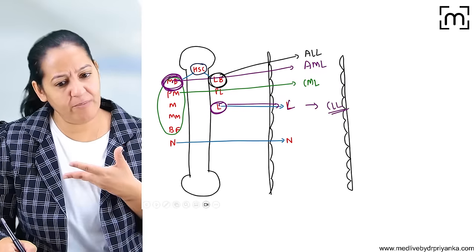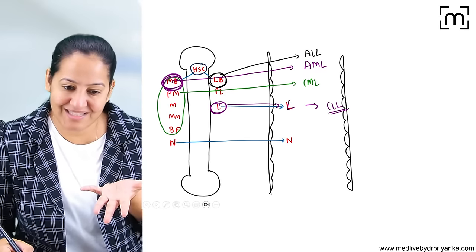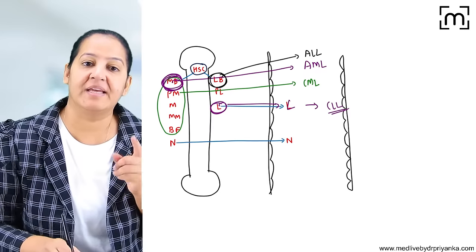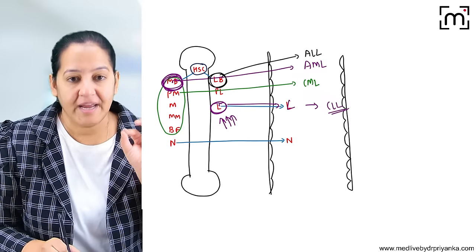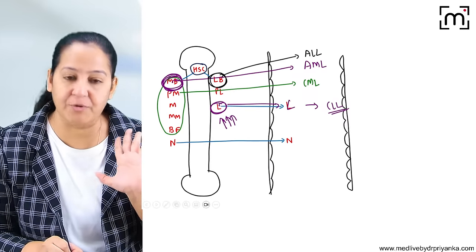You see, ma'am, we all have lymphocytes. I'm also having lymphocytes, but I don't have CLL. So what do you mean by mature lymphocyte? Here the mature lymphocytes are there, but they are not normal. They are mutated lymphocytes. In that, mutations are there. I will tell you the exact mutations.